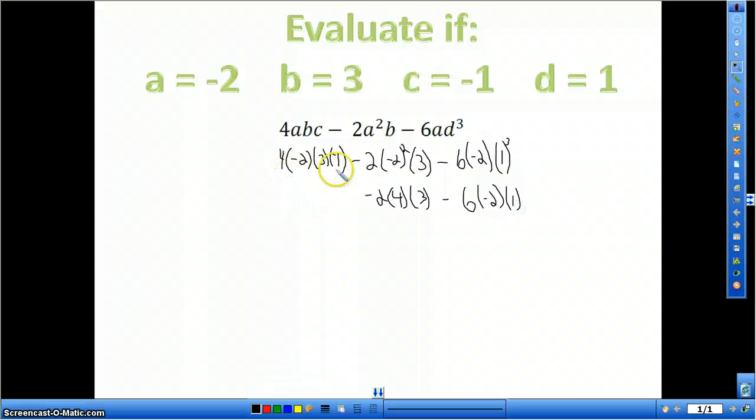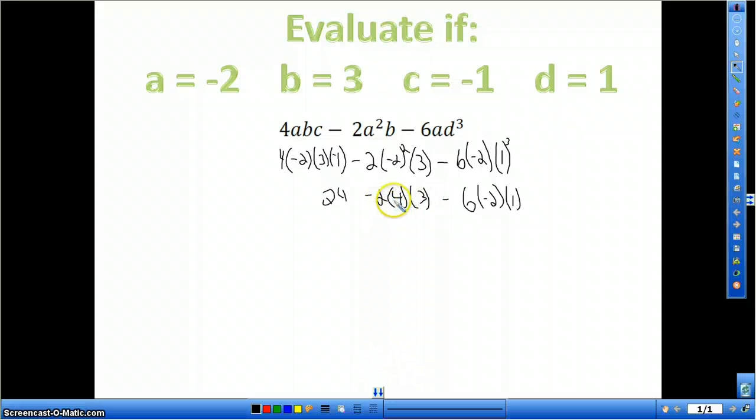And then here, there's no exponents, but I'm just going to go ahead and multiply this. I've got 4 times -2. That's going to give me -8. -8 times 3 is going to give me -24. And then I'm going to times that by 1. That's going to give me back -24.